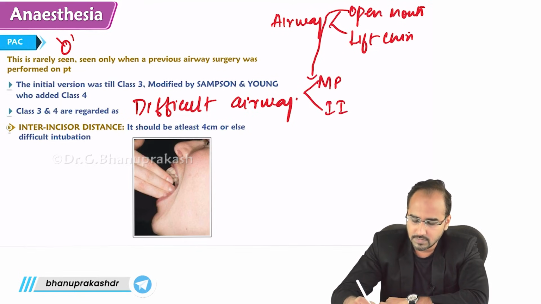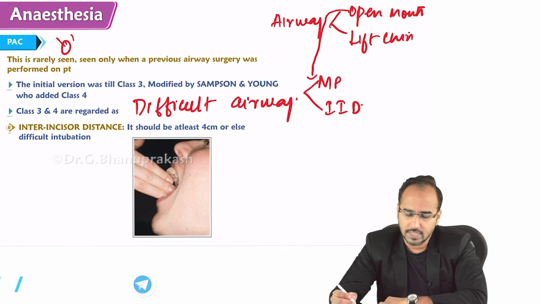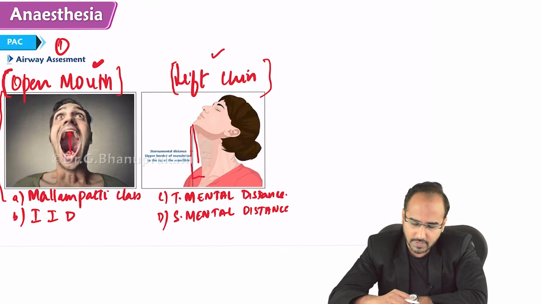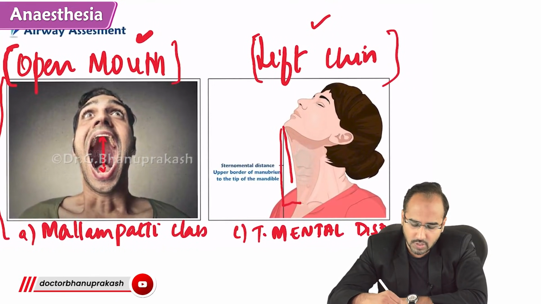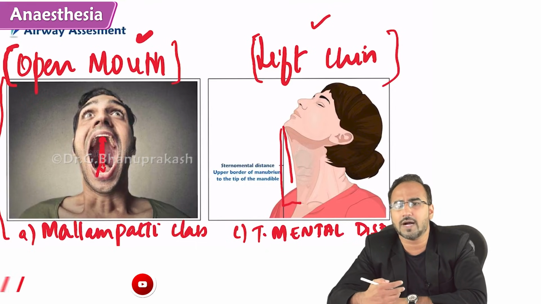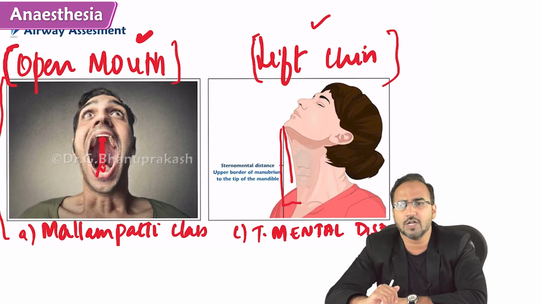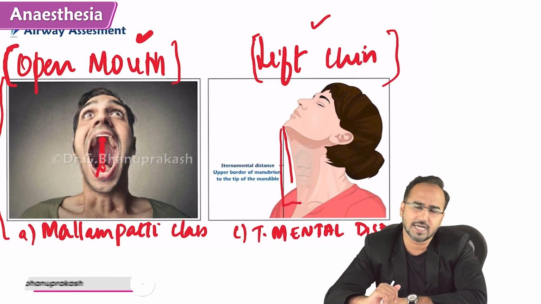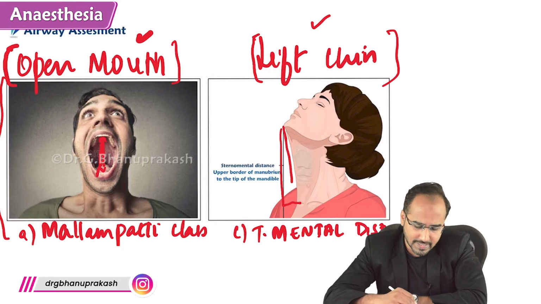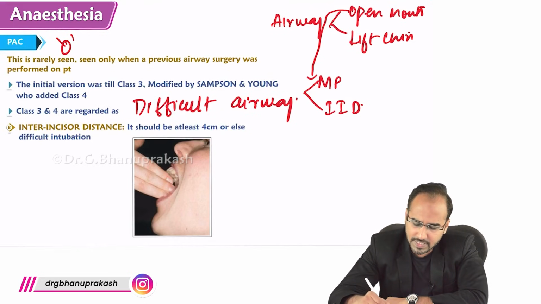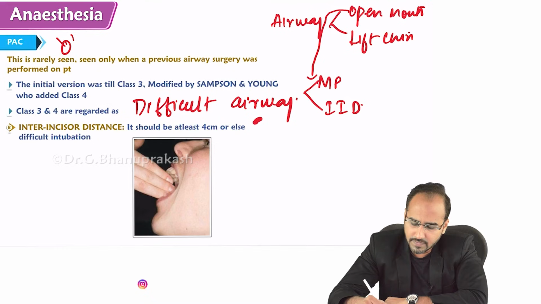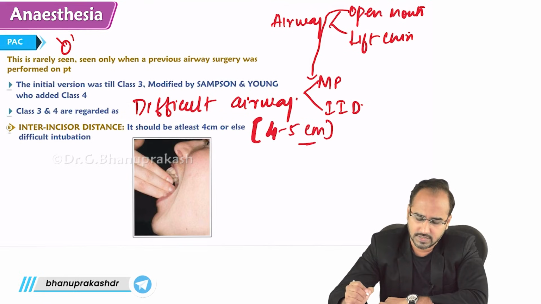Second is inter-incisor distance. What is this inter-incisor distance? Look over here, guys. Inter-incisor distance is the distance between the upper and the lower incisor. You can look over here in this picture. As you open the mouth, the distance between the upper and lower incisor is called inter-incisor distance. So what is the normal inter-incisor distance in any person? The normal inter-incisor distance in any person is 4 to 5 centimeters, right?